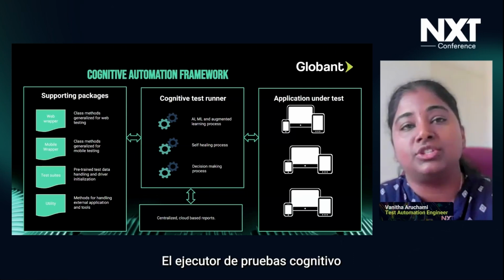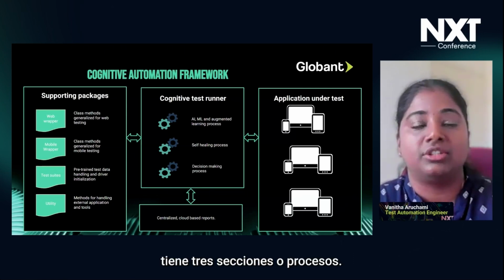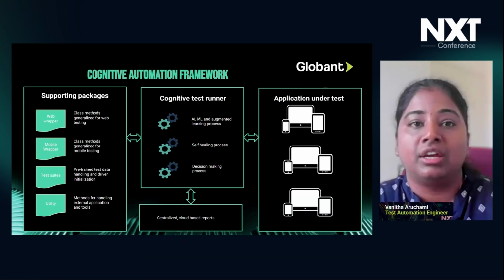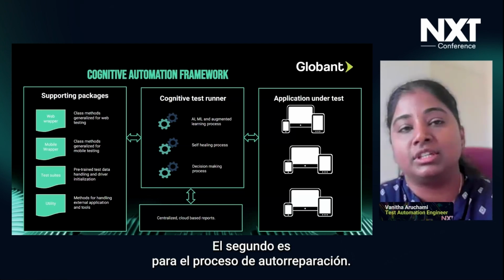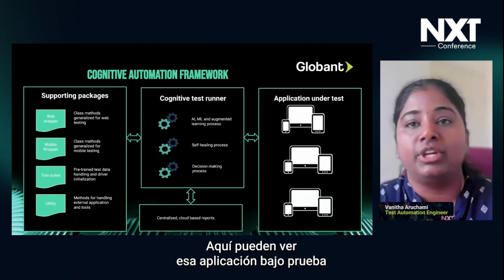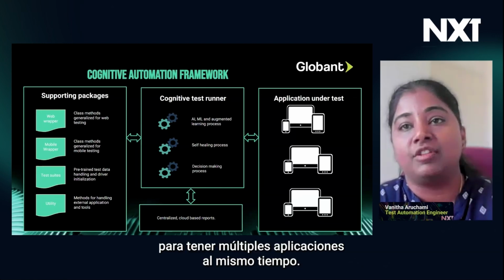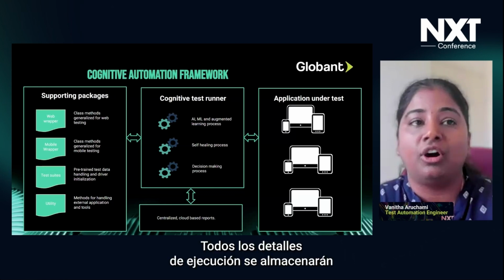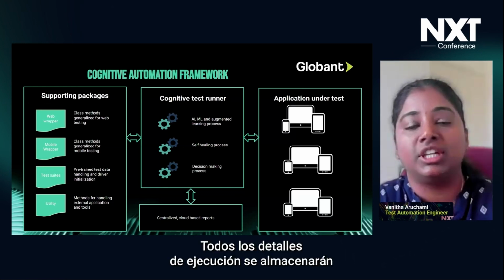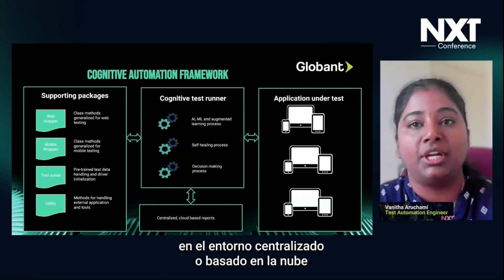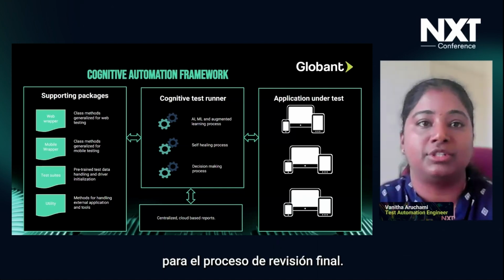The cognitive test runner has 3 sections or 3 processes. One is for handling the AI or augmented learning process, the second one for the self-healing process, and finally the decision-making process. Here you can see that the application under test can have multiple applications at the same time. Finally, all the execution details will be stored in a centralized or cloud-based environment for the final review process.